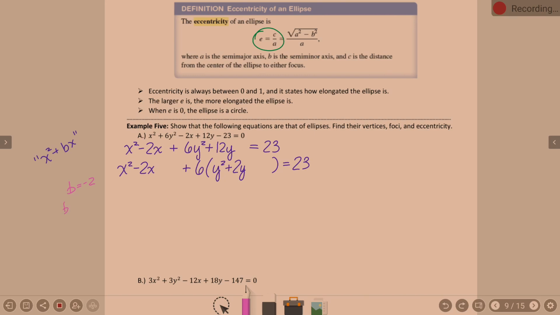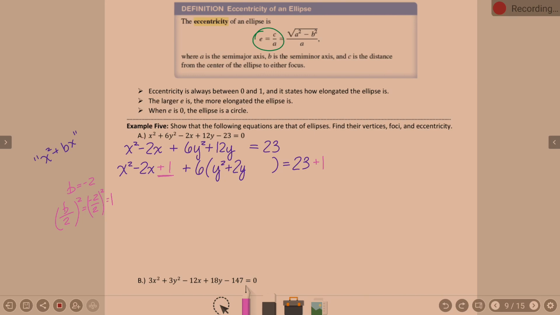So what are we doing? b over 2, quantity squared. I did this the other day, right? So negative 2 divided by 2, quantity squared. Negative 2 divided by 2 is negative 1. Negative 1 squared is 1. What do I do with that 1? I add it in the gap after the x's. If I add a 1 on the left side of the equation, you add a 1 on the right side of the equation.